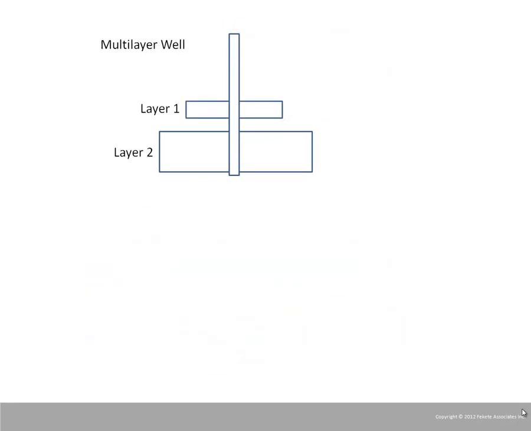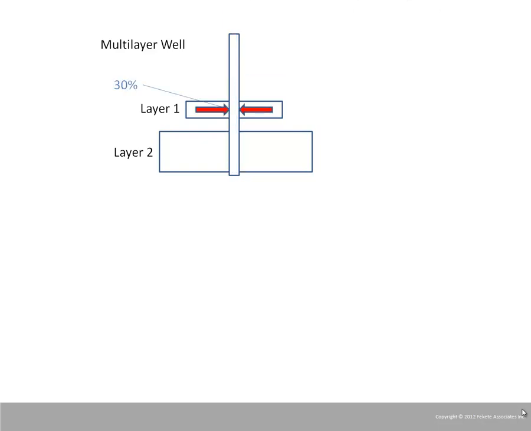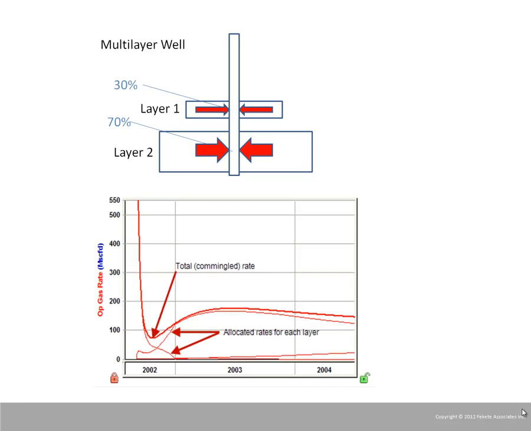In a multi-layer well, again, we record the rate and flowing pressure. But then we'll run a production logging tool, such as a spinner or a distributed temperature survey or DTS, in order to figure out the proportions of flow from each layer. So here's a diagram showing our total commingled rate and also the calculated allocated rates from each layer as determined by the production logging tool.